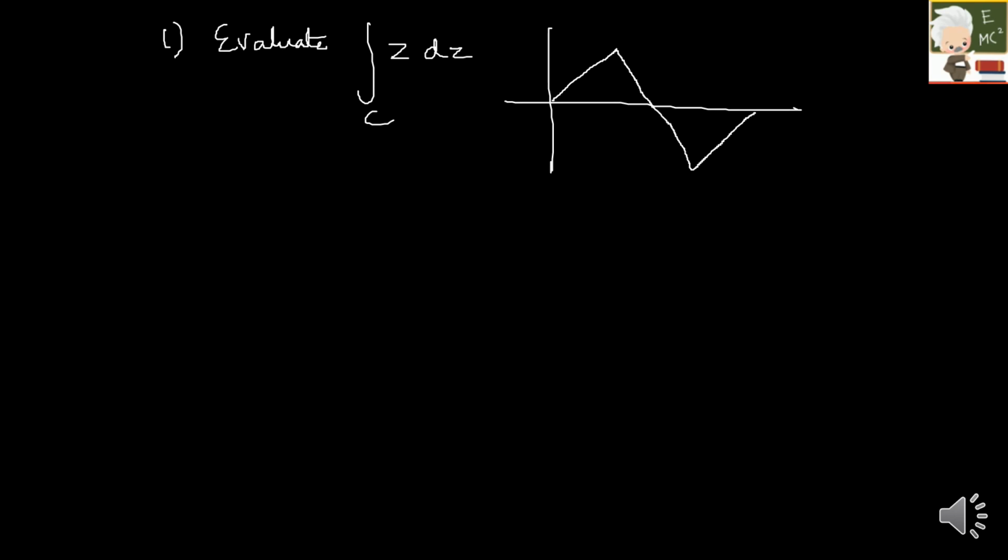So this is the figure given. So the points are 0, 0. This is 1, comma 0. This is minus 1, comma 0. And this is 2, comma 0. Okay. So this is the figure given and the arrow marks are represented in this way.